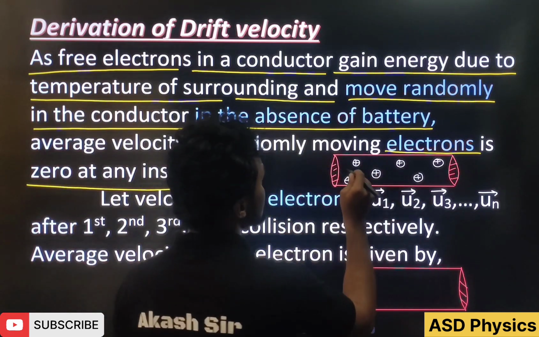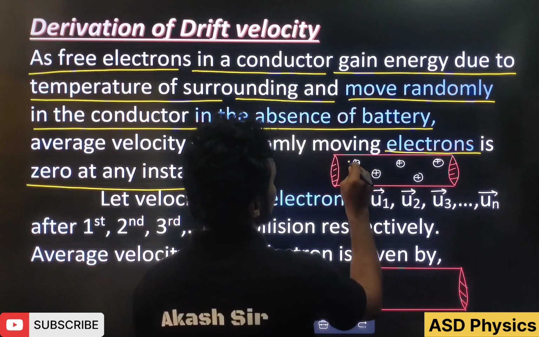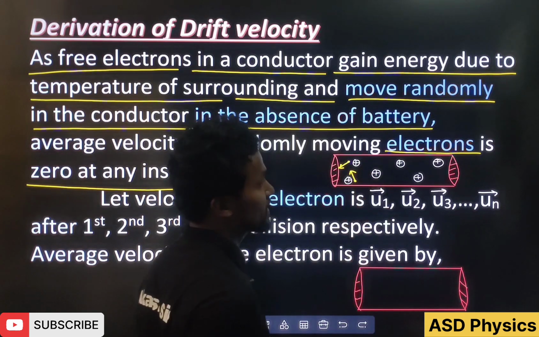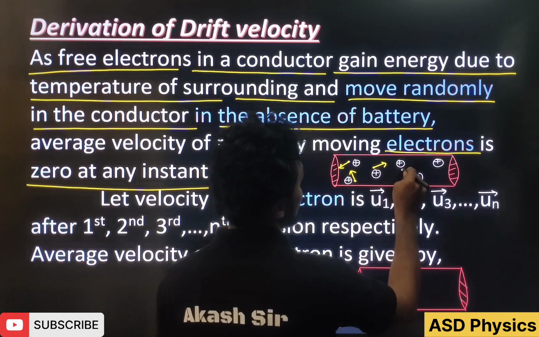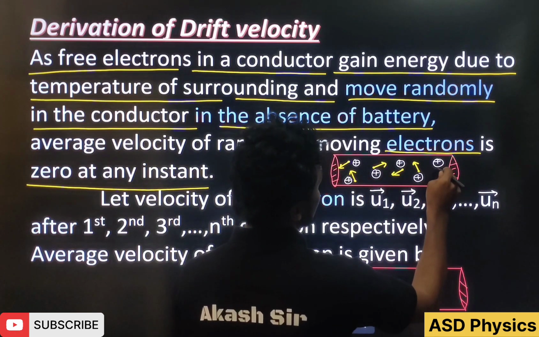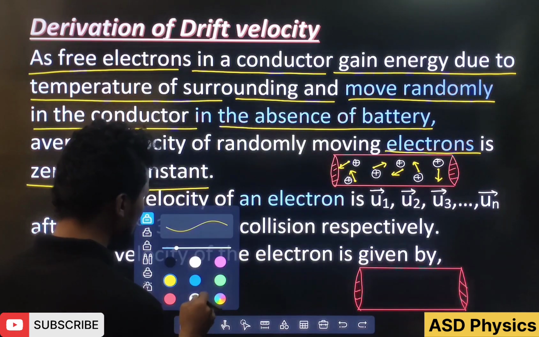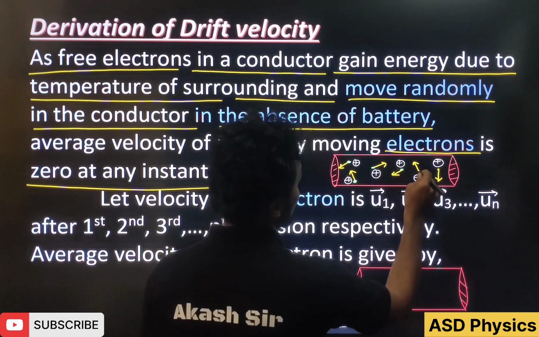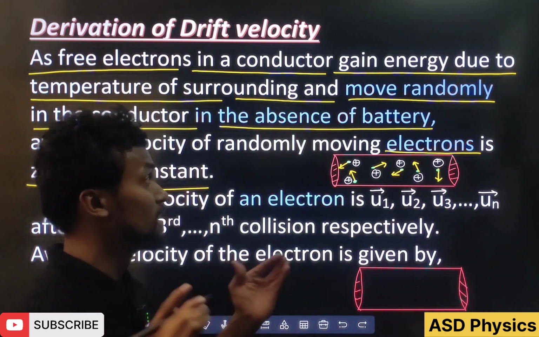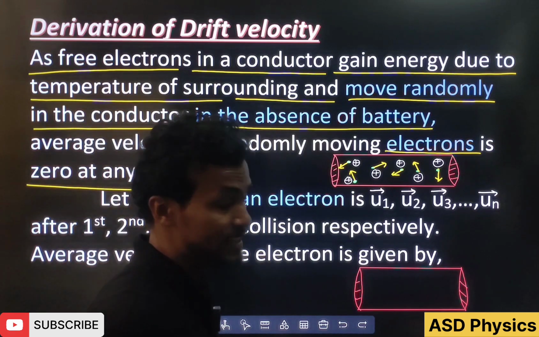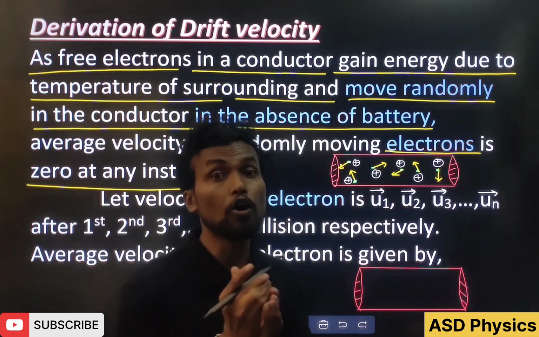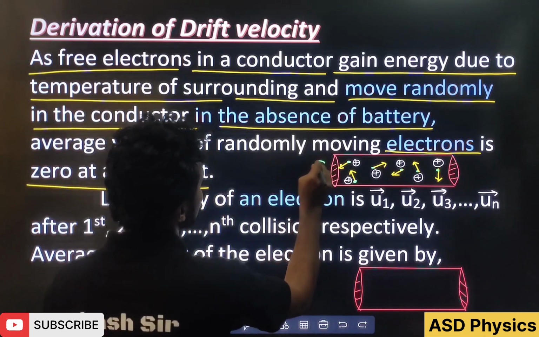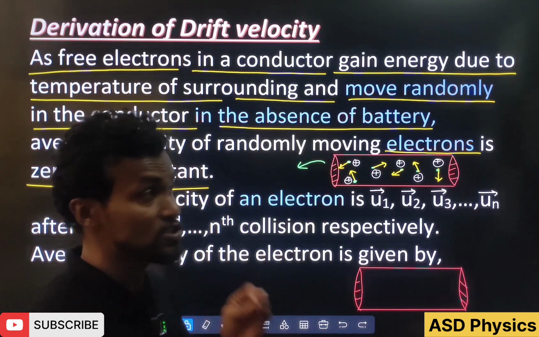Here I have taken some ions. If I take one electron, let's say it is moving in this direction. Similarly another electron is moving in this direction, this electron in this direction, and this one in this direction. All these free electrons are doing random motion, and the velocity of all these electrons at any instant is how much? 0.